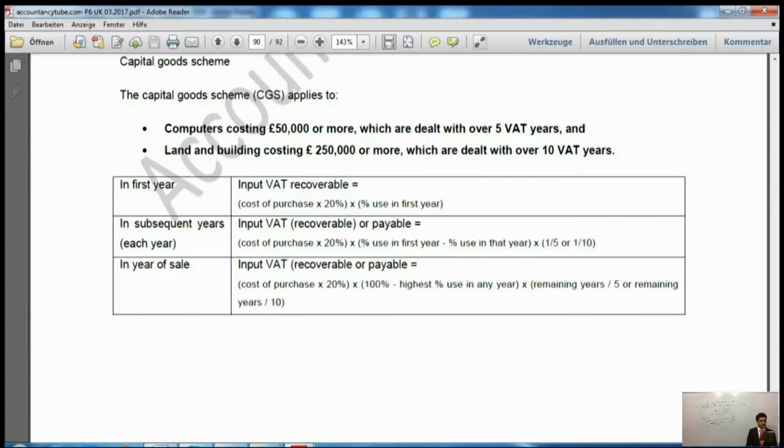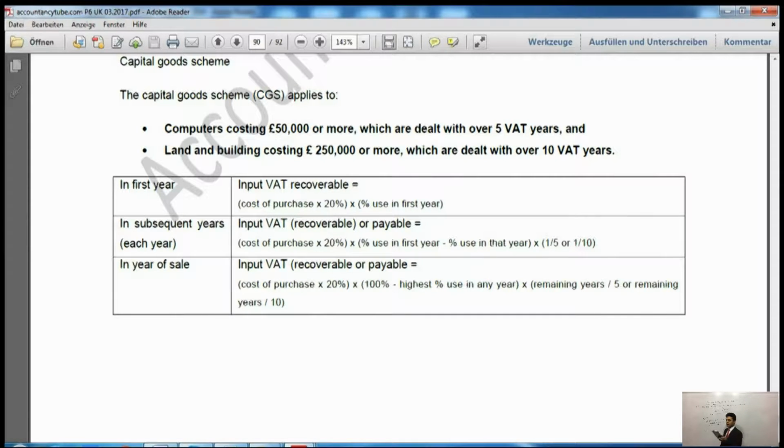So in the first year, you will take the cost of purchase multiplied by 20%, which is the standard rate of VAT. In our case, it is a computer, so the cost of purchase is £50,000, multiplied by 20%, multiplied by the percentage used in the first year. Assuming the percentage of use in the first year was 60%, we'll take 60% of that, and that would be our recoverable input VAT in the first year. Now the same treatment will apply on the same asset in subsequent years as well.